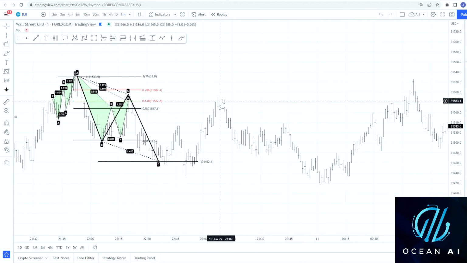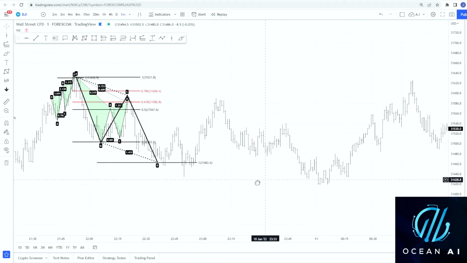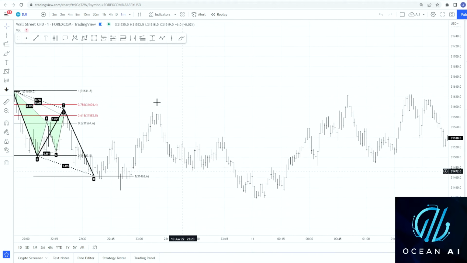So we had that rally again here. Not much there to trade, no pattern here. I'm always looking for that ABCD, but there's no pattern here to trade, so that was purely a Fibonacci level. But then we go down to here and we get that same pattern we got over here.